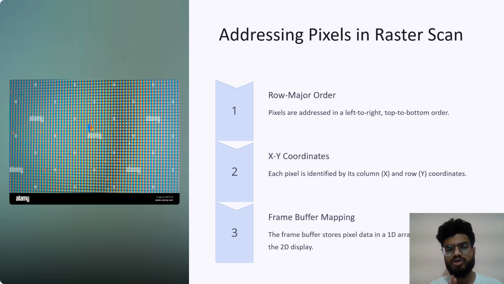The second one is the XY coordinate system, which is very useful nowadays and is used everywhere. Each pixel is identified by its column X and row Y coordinates. The top left corner is considered as 0,0, and the entire screen is measured from there. Using these coordinates, we place the pixels accordingly. And the last one is frame buffer mapping. Frame buffer mapping stores the pixel data in a 1D array format, which helps form the images on 2D displays.